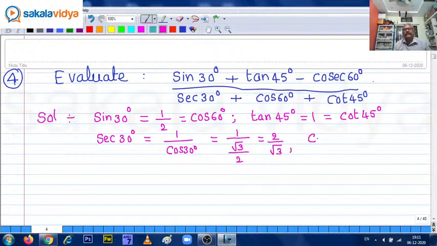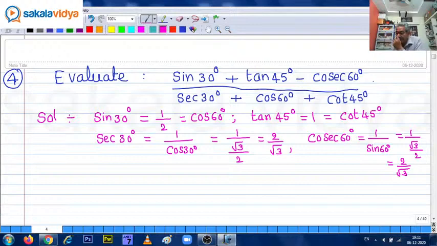Next we have cosecant 60. Cosecant 60 equals 1 upon sine 60, that is 1 upon root 3 by 2. This will be 2 upon root 3. Yes, let us substitute. Very good, Nana. Good try.